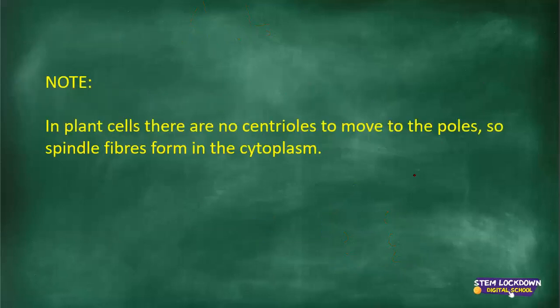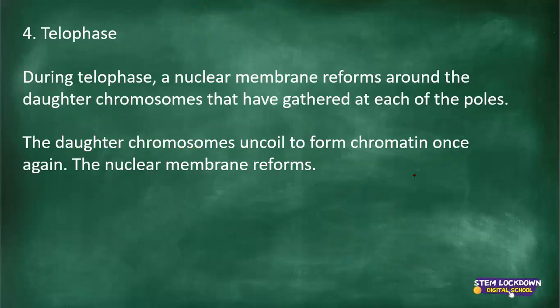You should note, in plant cells, there are no centrioles to move to the poles. So spindle fibers form in the cytoplasm. I told you this, right? They will form in the cytoplasm. Then when they've moved to the poles, they are separating, they are moving apart from each other.